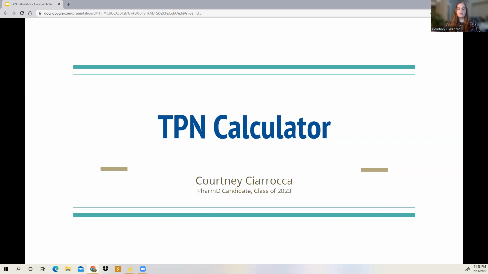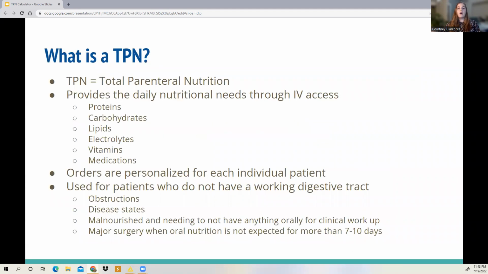And so a little overview for those who might not know what a TPN is. TPN stands for total parenteral nutrition, and it provides the daily nutritional needs of a person through IV access. That can be either through a regular IV in their arm or through a central line. It provides all the proteins, carbohydrates, and lipids you need in a day, as well as the electrolytes. And then we can also add vitamins and specific medications to it as well.